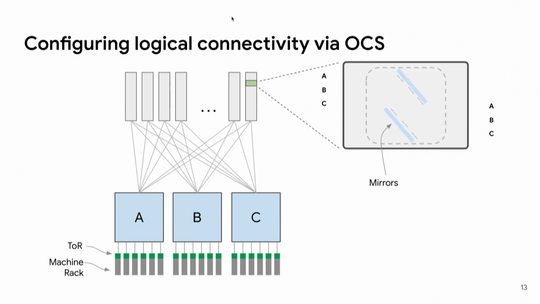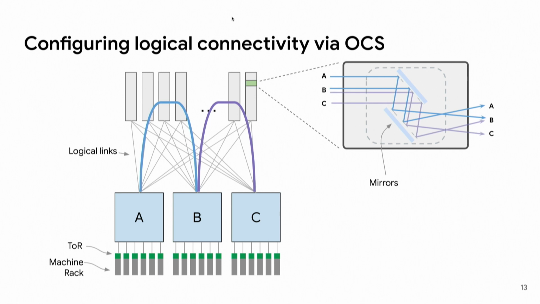Now let's zoom into one OCS and see how it configures the logical connectivity as seen by the aggregation blocks. Let's say we want to create a bidirectional logical link between block A and B. We would instruct the OCS to rotate those tiny mirrors to cross-connect a port from A to a port from B in both directions. Similarly, we create a direct link between B and C and between A and C, thus forming a mesh.